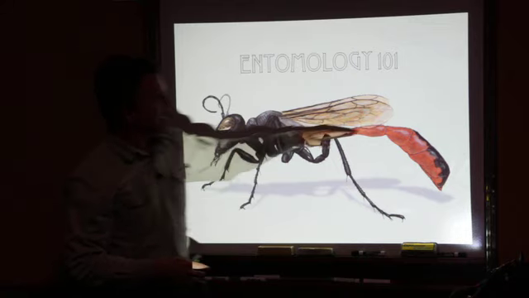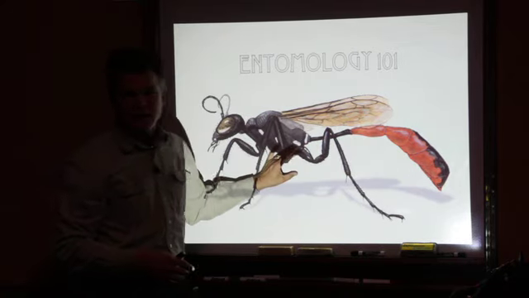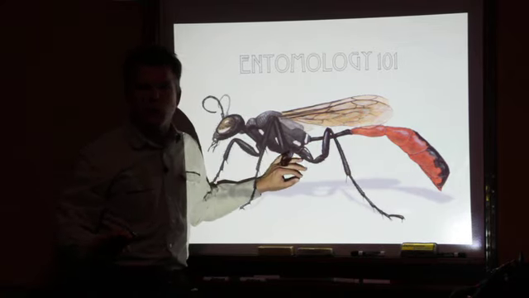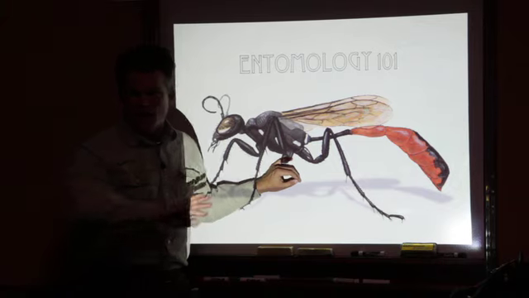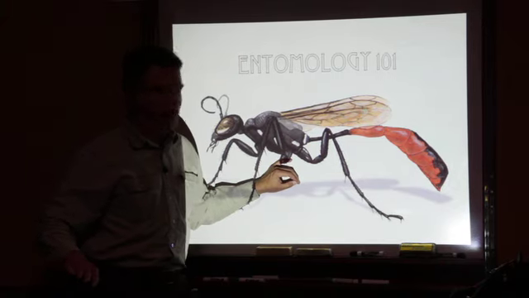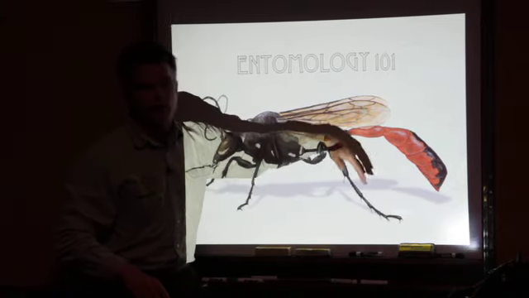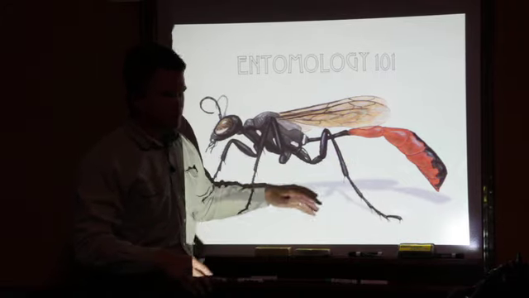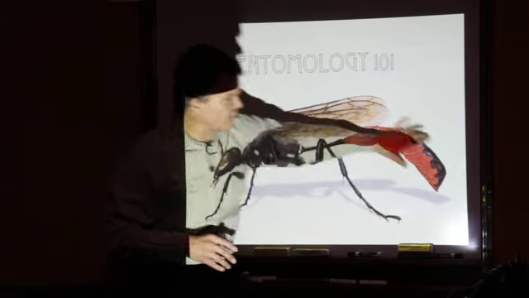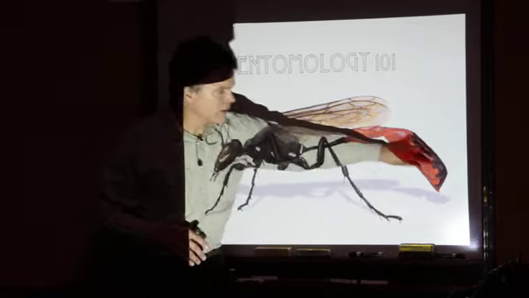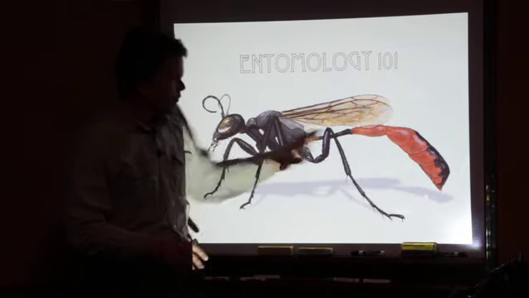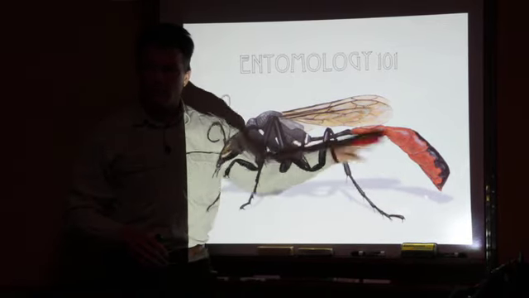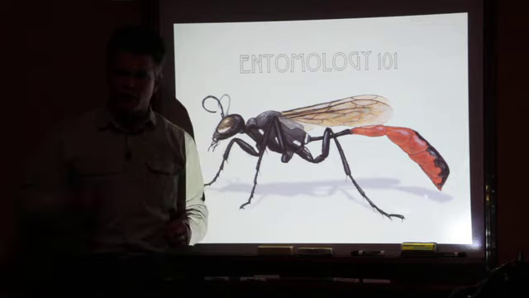And finally, the abdomen sticking out the backside, this is the Department of Public Works. This is where everything else gets dumped. The reproductive system, the respiratory system, the circulatory system, the digestive system, all that stuff is down in the abdomen. So you have head, thorax, and abdomen. All right. They each have their function. They each have their job.